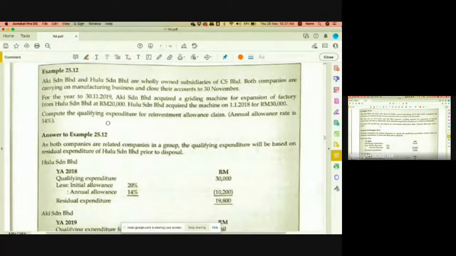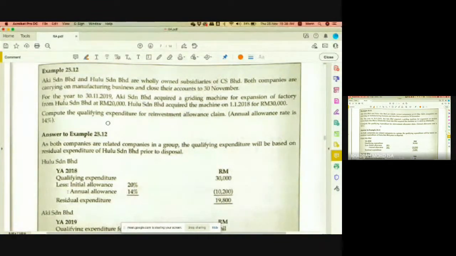Example here, Aki Sdn Bhd and Hulu Sdn Bhd are wholly owned subsidiaries of CS Berhad. Both companies carry on manufacturing business, close account 30th of November. For the year ending 30th November 2019, Aki acquired a grinding machine for expansion of factory from Hulu Sdn Bhd at 20,000. Right, so now Aki purchased from Hulu. Hulu acquired the machine on 1st January 2018 for 30,000.